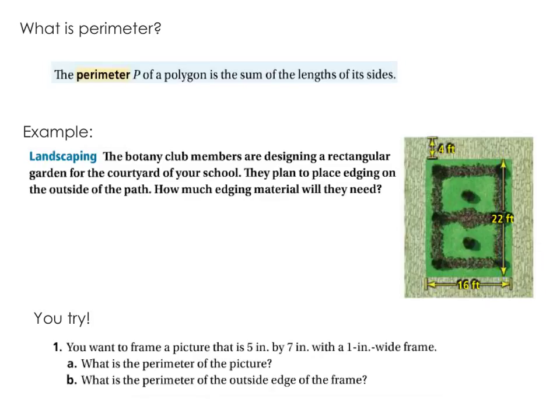So if we check out our courtyard, we see that our courtyard has a width of 16 feet and a length of 22 feet. Since we're going to place the edging on the outside of our path, if we look at the length of 22 feet, we have to keep in mind that we're going to add 4 feet to it, and we're going to add 4 feet down here too because the path wraps all the way around it. So I'm going to add that to my picture.